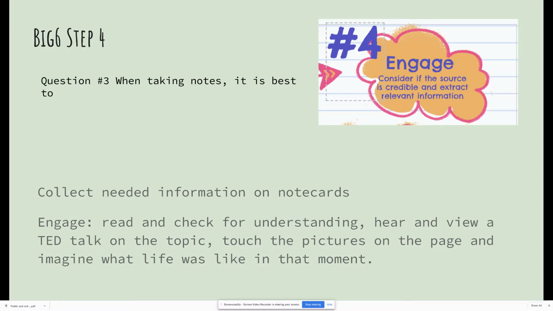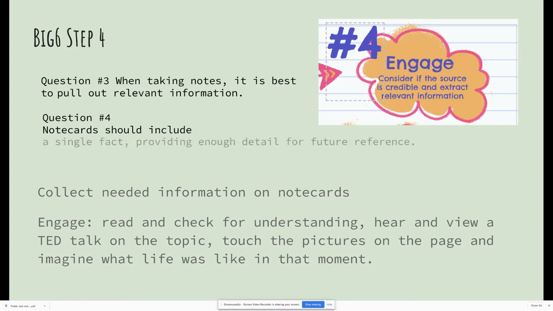Big Six step number 4. Here's our quiz question that relates to it. When taking notes, it is best to pull out relevant information. I think we have a second question on here too. There it is. Question number 4, also related to this. Note cards should include a single fact, providing enough detail for future reference. So, collect the needed information.